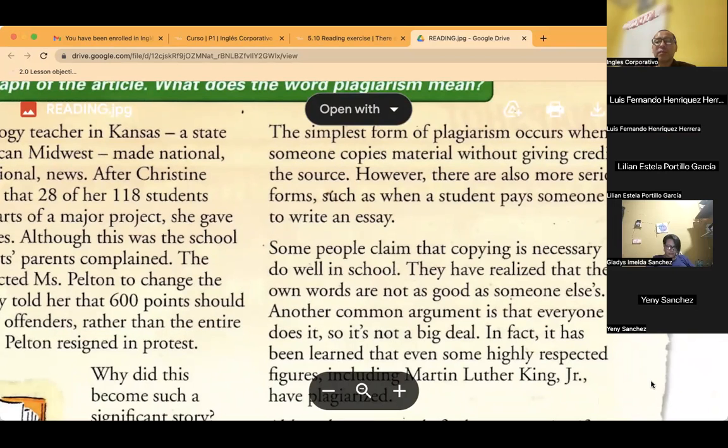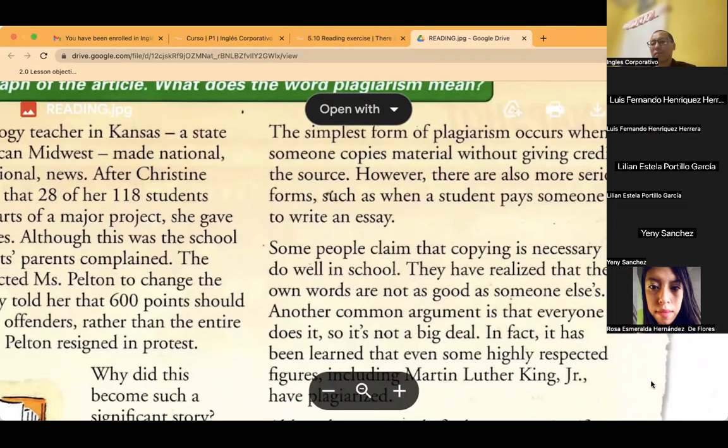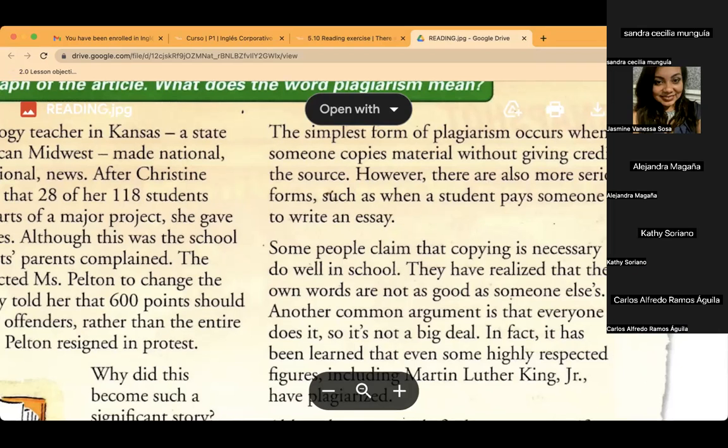The simplest form of plagiarism occurs when someone copies material without giving credit to the source. However, there are also more serious forms, such as when a student pays someone else to write an essay. Good. Essay. Essay. Good. Thanks. Sandra, please read the next paragraph.